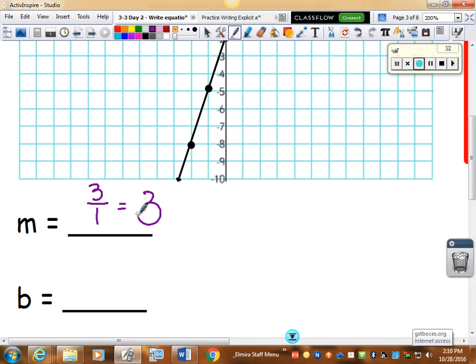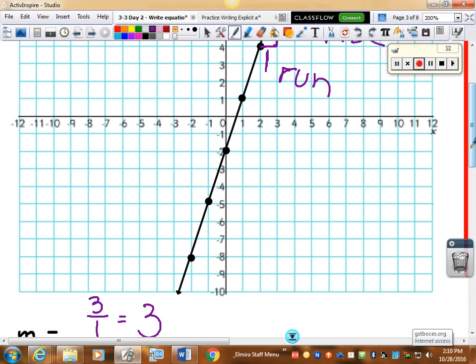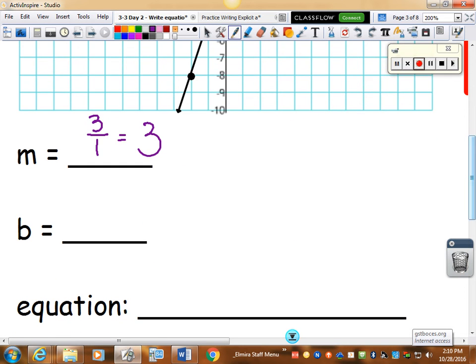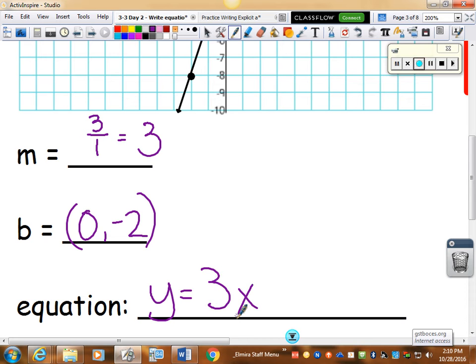My b, super easy to see. Guys, blink and you're going to miss it. See this dot right here that's right on the y-axis? It's at the number -2. So my b is -2. In coordinate form, I'd write 0, -2. So now I'm going to sub in: y equals, my m was 3, then x, and then it's -2, not a +2, because we crossed at a -2.